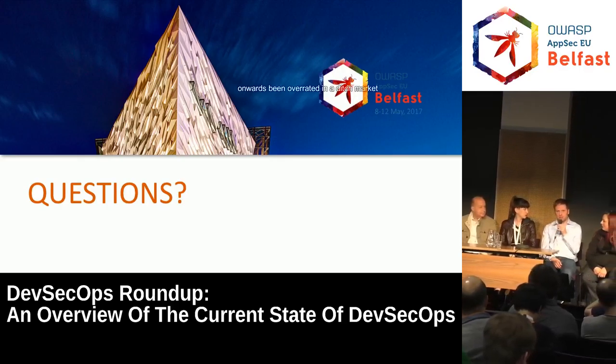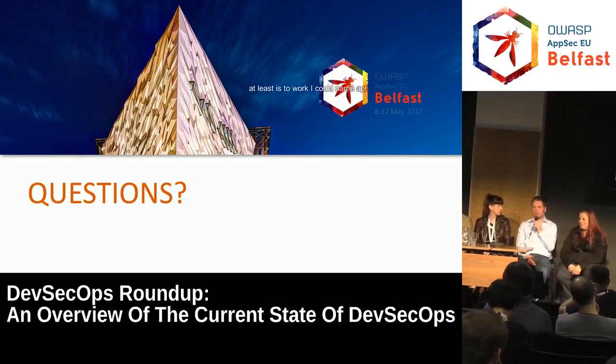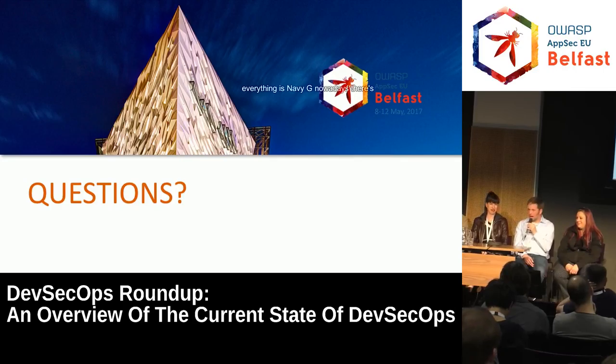One word that's been overrated in the Dutch market, at least, is the acronym APT. Everything is an APT nowadays. There's dark things everywhere. Oh my goodness, you security people are so necessary. I think we should stop having the fear around that and maybe get to grips with what's really happening again.